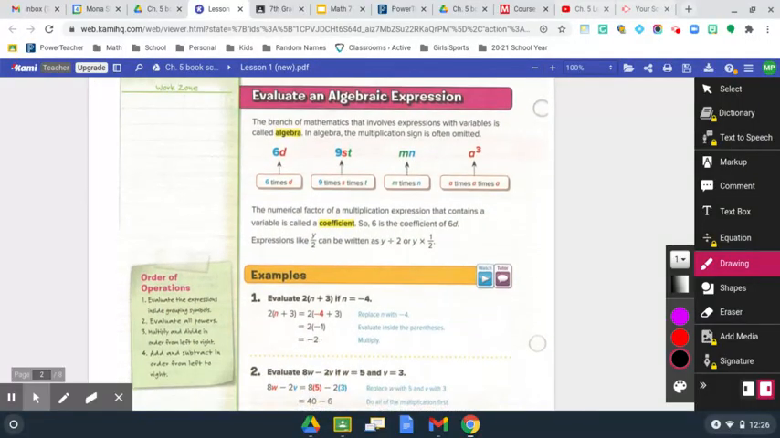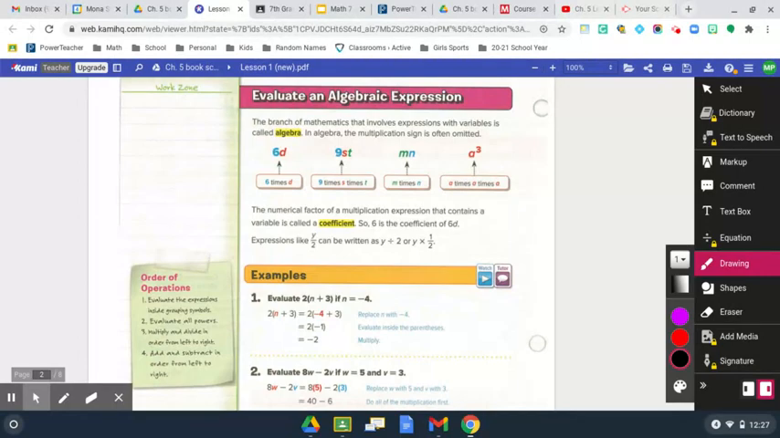So again, we have started to see this vocabulary. It talks about evaluating an algebraic expression. And it talks about just algebra. It says the branch of mathematics that involves expressions with variables is called algebra. And so in algebra, the multiplication sign is often omitted, which is important to understand because when we start evaluating expressions next, you'll definitely see your expressions with multiplication written in this way.